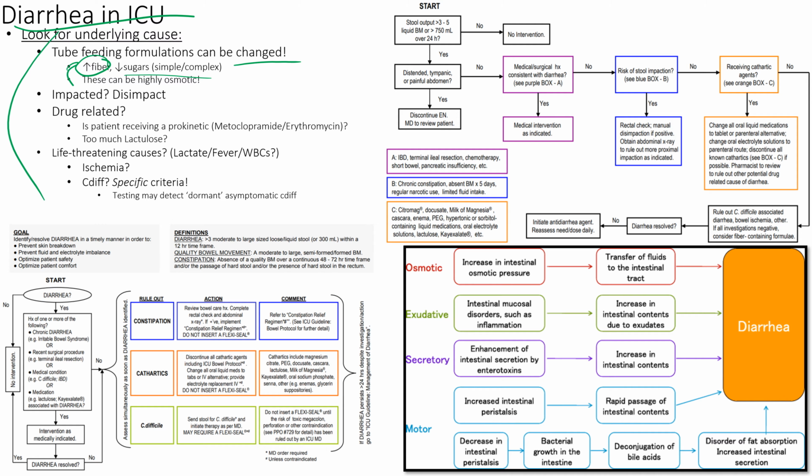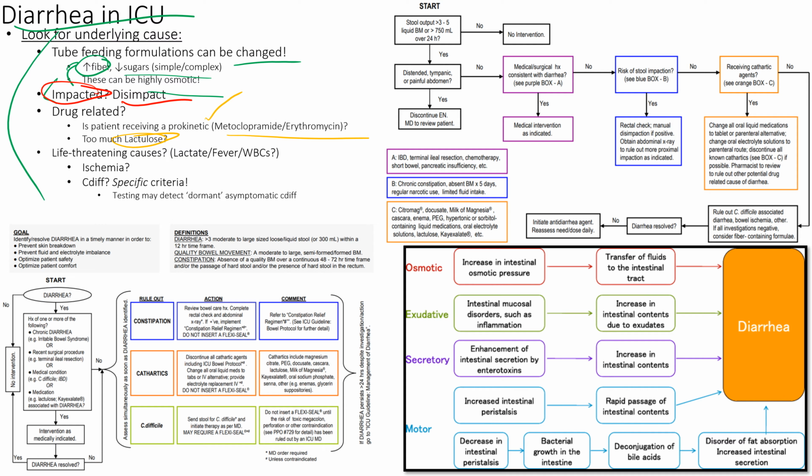All right, so these feedings can be highly osmotic. If they're impacted, that's the flip side, right? Impaction can present with diarrhea, so we have to make sure they're not impacted, and that's not the reason. And if it is the reason, we have to disimpact. Is it drug related? Is it because they're on lactulose? Is it because they're on a medication that is dumping fluid too fast from the stomach?